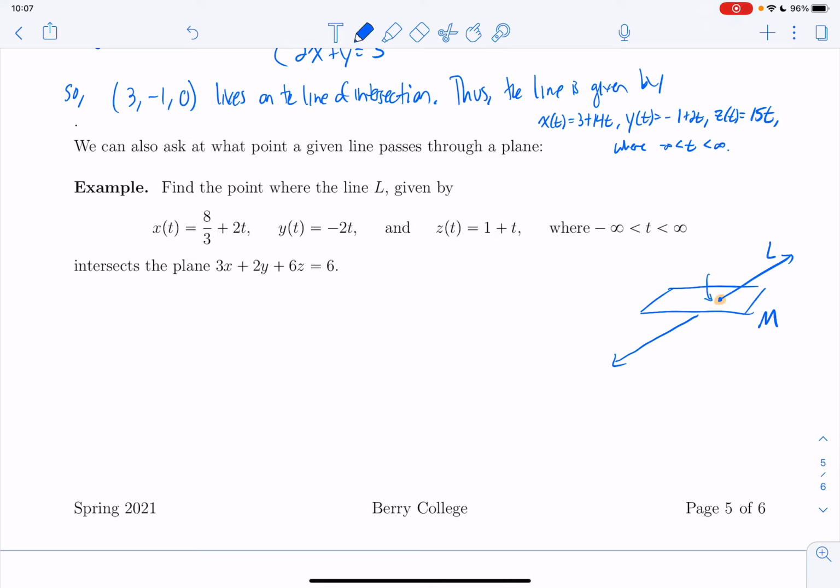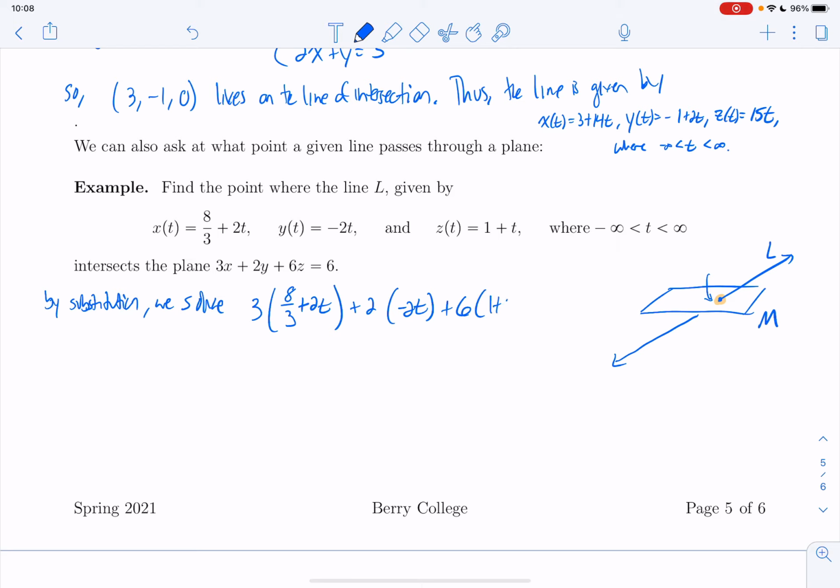So in this case, by substitution, we solve, and we're going to look at 3 times (8/3 plus 2t) plus 2 times (negative 2t) plus 6 times (1 plus t) equals 6.